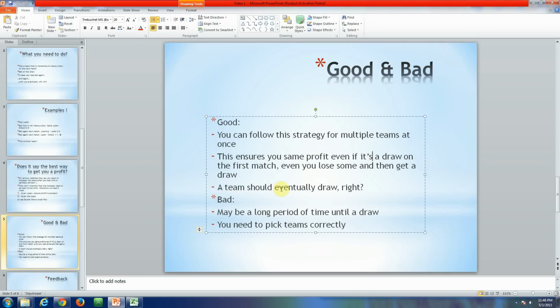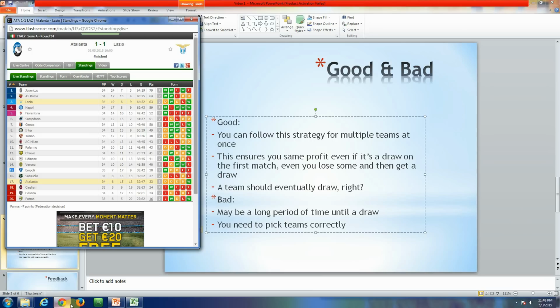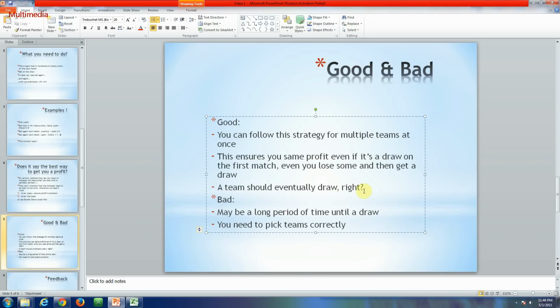A team should eventually draw, right? This team in my example, Genoa, should eventually draw. It had 5 games and it should draw in the next games. This is the assumption. The more games it had without a draw, the more it should draw the next games. This is my assumption. The bad thing is that maybe a long period of time until a draw.